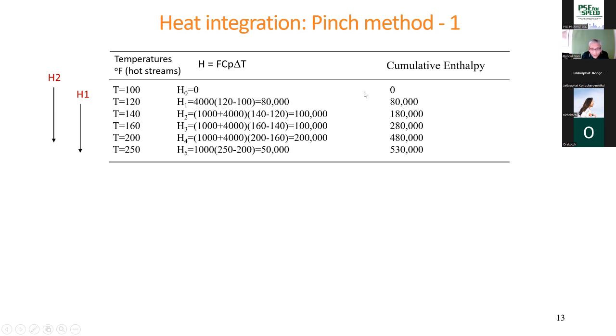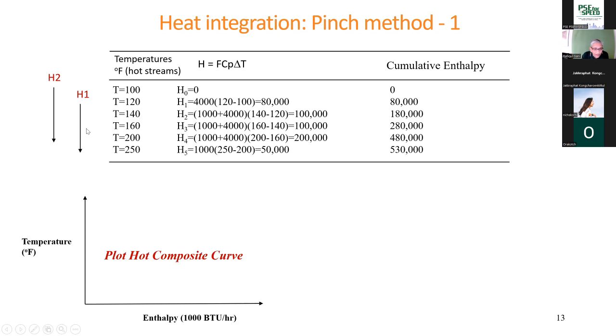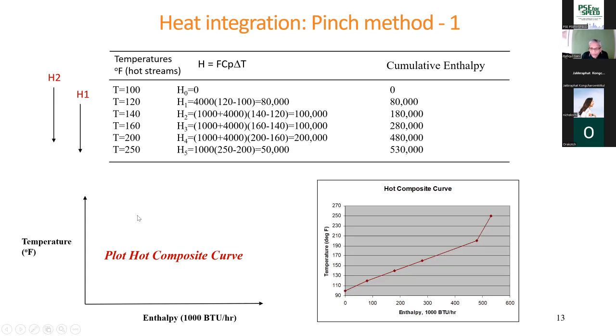And then the cumulative is, this is 0, 0 plus this plus this plus this. So that is the cumulative. So we can have the whole cumulative enthalpy values corresponding to the hot streams. And then we can make a plot of the hot composite curve. On the y-axis is the temperature. On the x-axis is the cumulative enthalpy. And then if we plot these values against these values, we get this curve.